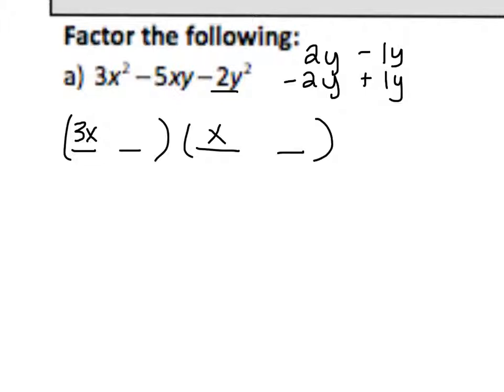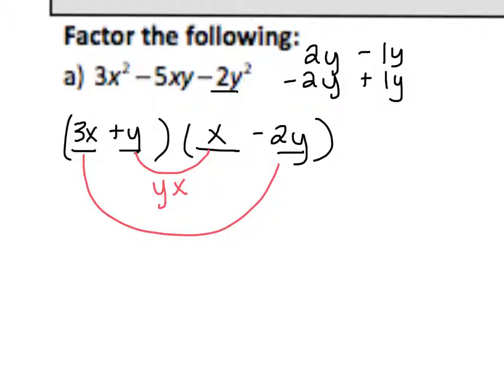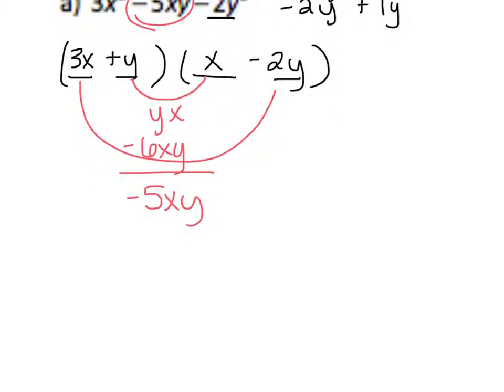So let's put a negative 2 here and a positive 1y here. And let's go ahead and check those middles. So y times x is yx. 3x times negative 2y is negative 6xy. And if you add those together, it's going to be negative 5xy, which is actually what we want in the middle. So since those work out and the first terms are okay, the last terms are okay, your final answer would be 3x plus y times x minus 2y.